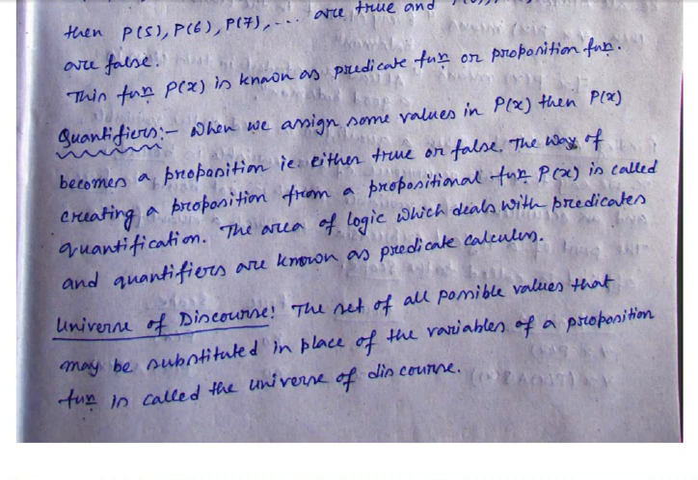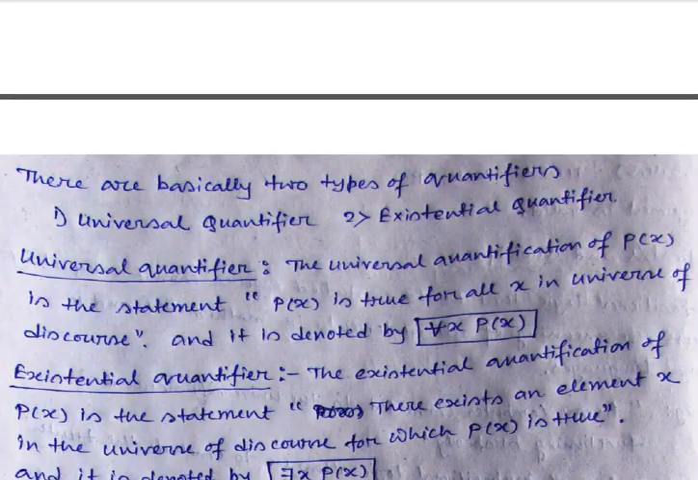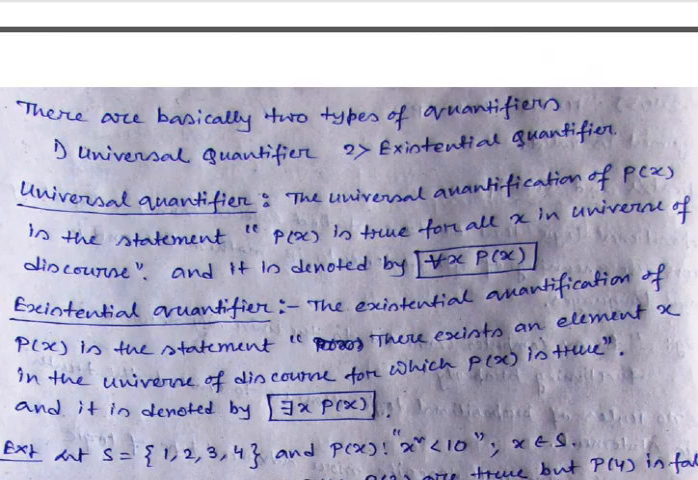Now, to go for the predicate calculus, we have to define a domain or the universe of discourse. So what is a universe of discourse? The set of all possible values that we may substitute in place of the variable x in the propositional function is known as the universe of discourse. Generally, depending on the universe of discourse, quantifiers are divided into two parts: one is the universal quantifier and the other is the existential quantifier.